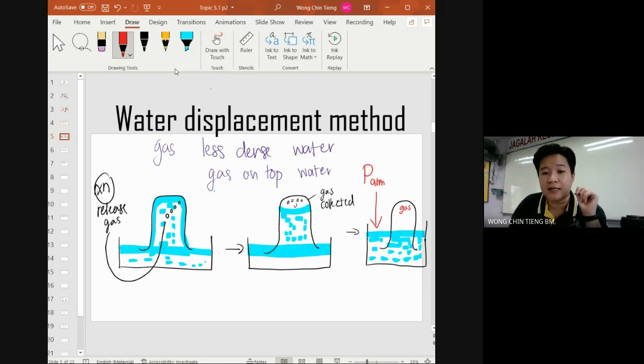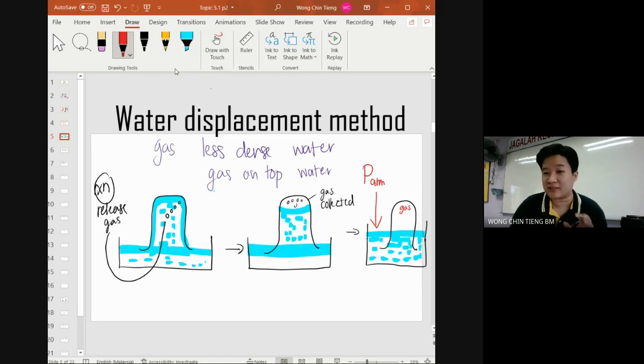Sebab tu dalam soalan, atmospheric pressure tak semestinya 1. Kecuali soalan tak tanya, soalan tak minta dan dia tak bagi tahu berapa, dan atmospheric pressure 1. Okay, dengan syarat dia tak minta. Okay, that is your atmospheric pressure.